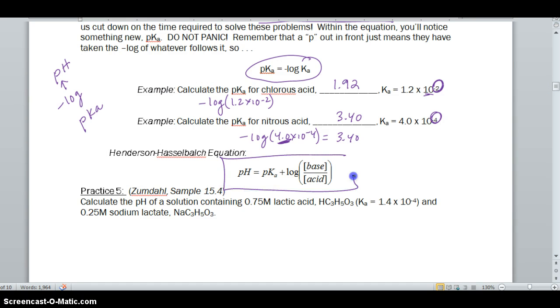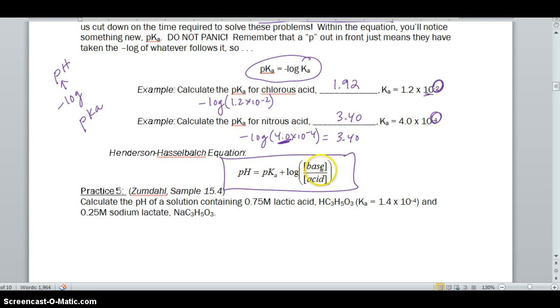Alright, so here's the Henderson-Hasselbalch equation. So it's nice because it basically eliminates that first ice table that we've been doing. So in the first section and then the very first problem we did in the screencast. So instead of doing the ice table, you can plug into this formula. Now, of course, if you forget this formula, you can always do an ice table, but it does save you some time if you can remember it.